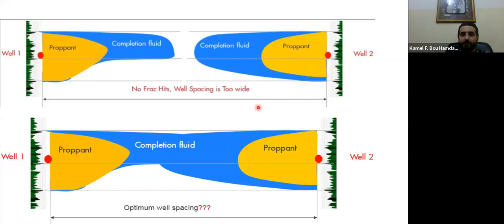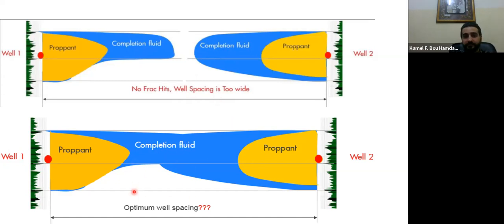So what's really happening over here? We have a term we call frag hits. Frag hits means when two wells, or two hydraulically fractured wells, interfere together. In this case, there are no frag hits because the completion fluids did not really reach the other well. So for this case, we can say that the wells are actually too far from each other. The completion did not reach; they are far from each other.